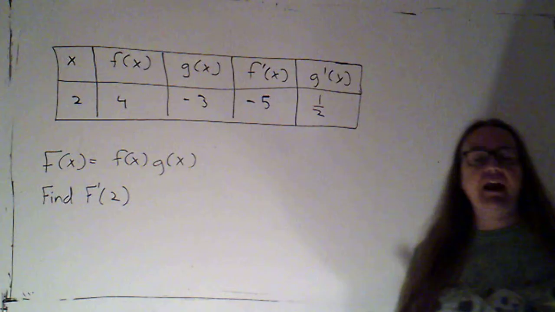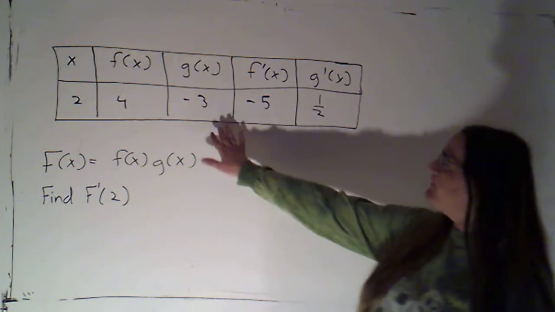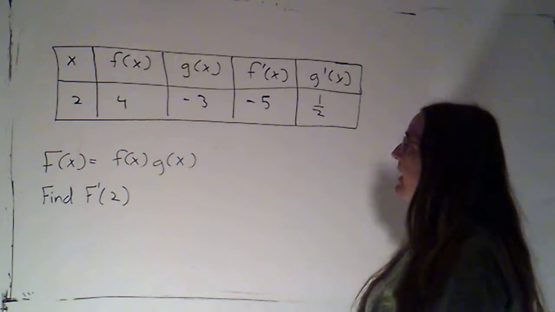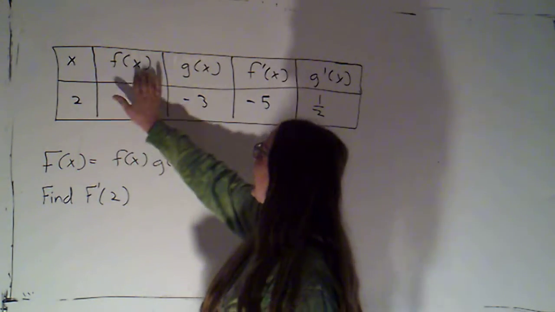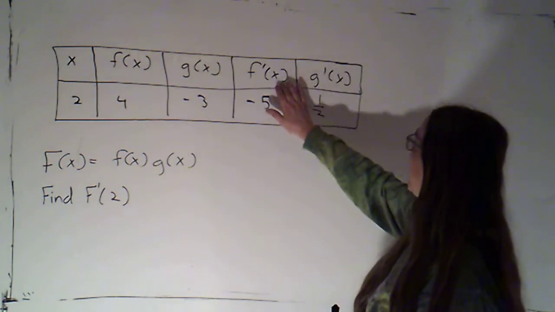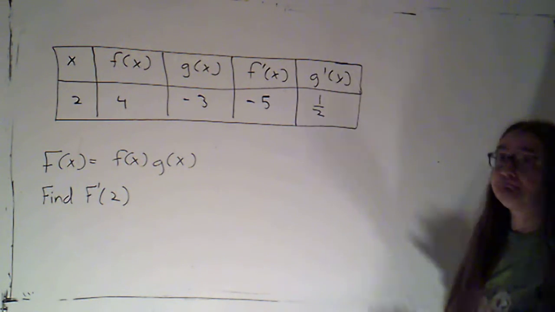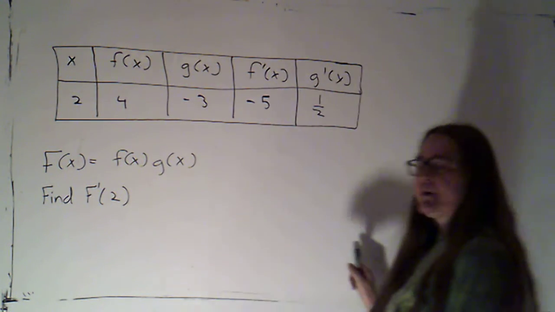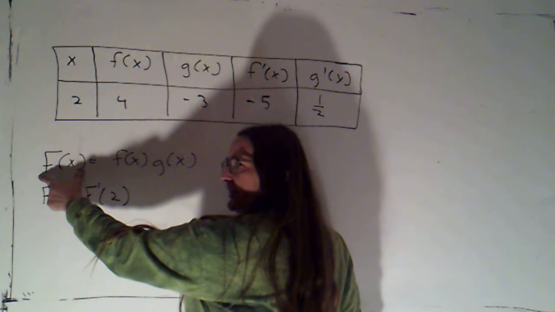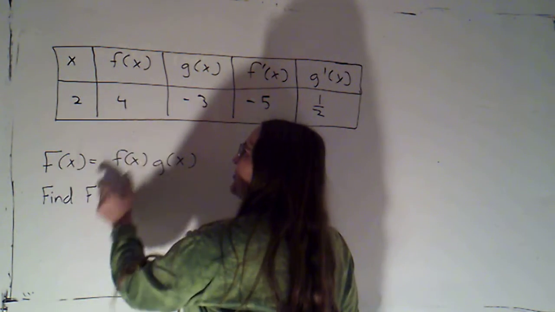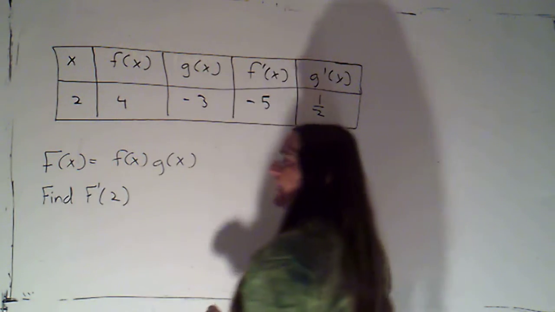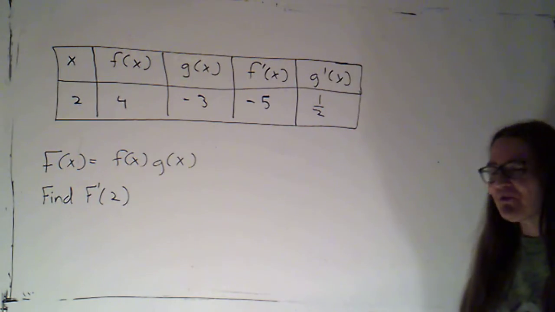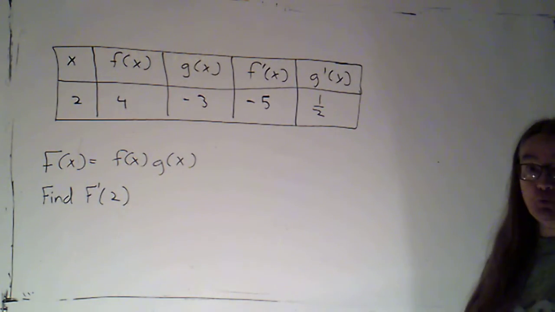For this problem, I have not given you a formula for f and for g, but I've given you a table of values. And I've given you this table of values for one particular x value. When x is 2, I'm telling you the values of f, g, f prime, and g prime. And then I'm telling you that this function, capital F of x, is just the product of f of x times g of x. And I'm asking you to find capital F prime at 2.